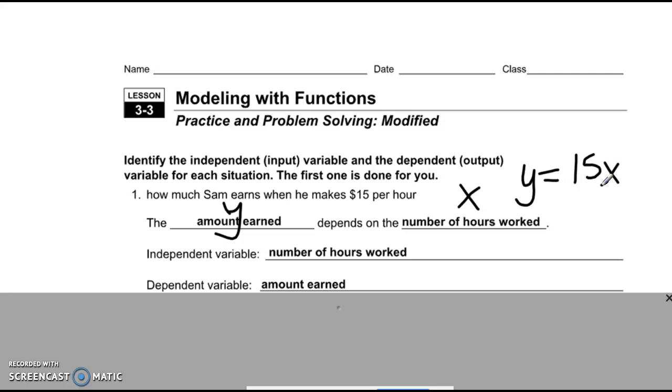And this is called standard form right here. If we wanted to make it function notation, then we would write it like this. So the top one is standard. The bottom is function notation. And it's function notation because we have this f of x out front. So it's saying I have a function, and in order to evaluate that, the function rule is you're going to take 15 times whatever x is to get the output.